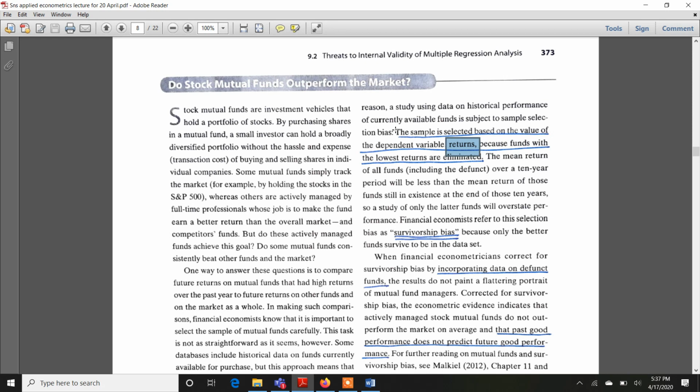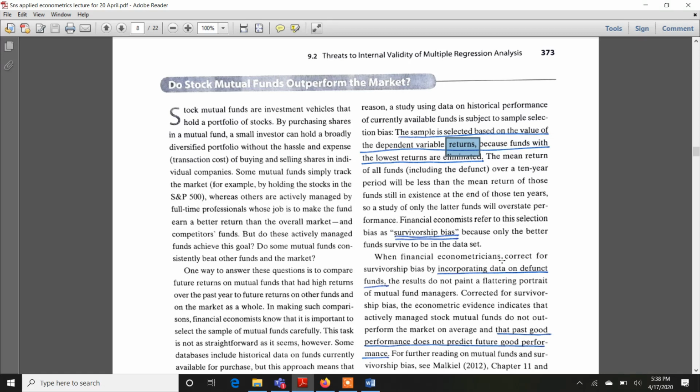Now you can see that, of the cases we were discussing, this is case C, right? Under case C, the betas will be biased, and the betas will be inconsistent. That is, even in a large sample, they won't give us good results. So financial economists refer to this type of selection bias as survivorship bias, because only the better funds survive to be in the data set.